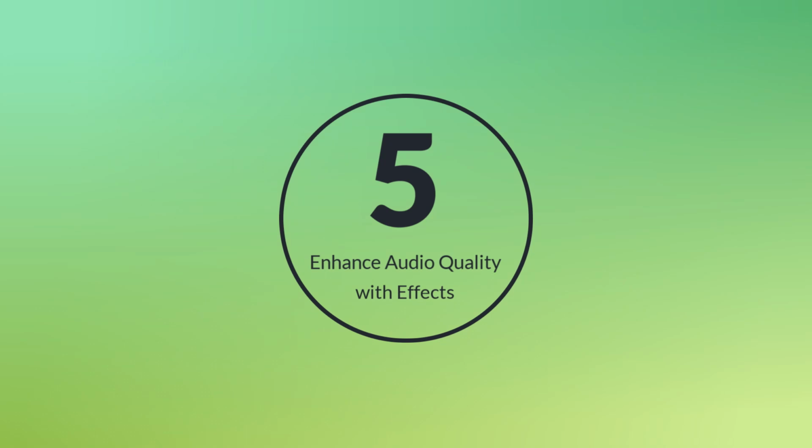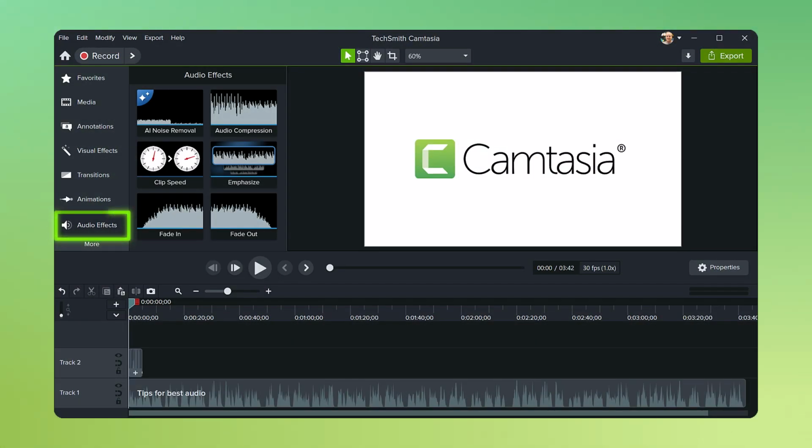Tip number five, enhance audio quality with effects. After recording, consider applying audio effects to improve the overall quality of your sound. One example is the AI noise removal in Camtasia, which can help remove background noise and improve clarity. Experiment with different effects to find what works and sounds best.